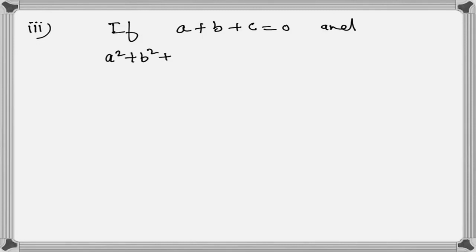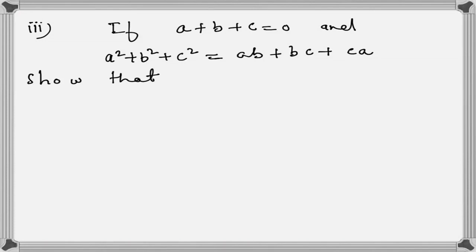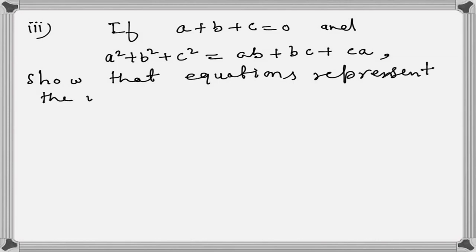Okay. The third part is: if A plus B plus C is 0 and A square plus B square plus C square is equals to AB plus BC plus CA, show that the equations represent the whole of R cube.